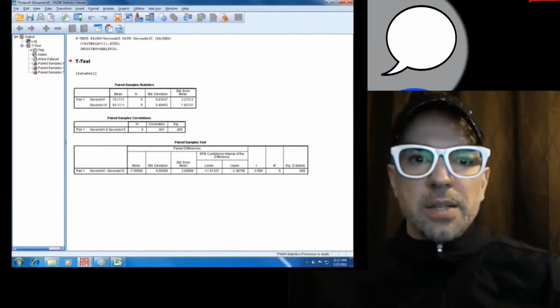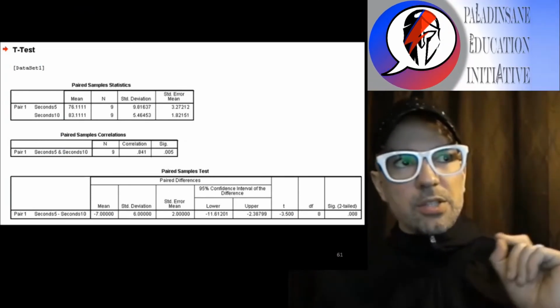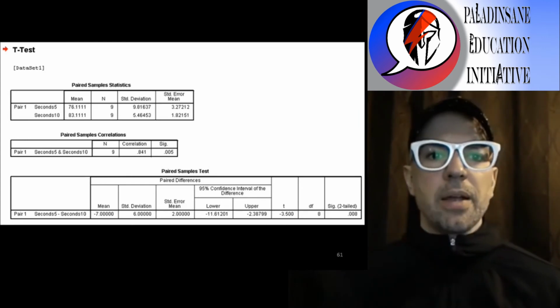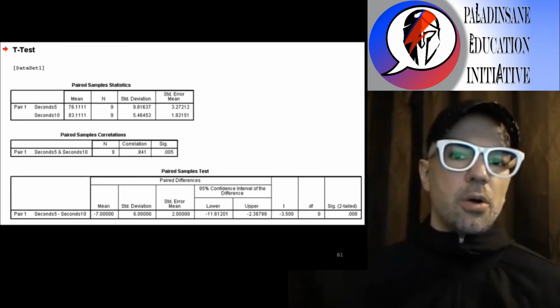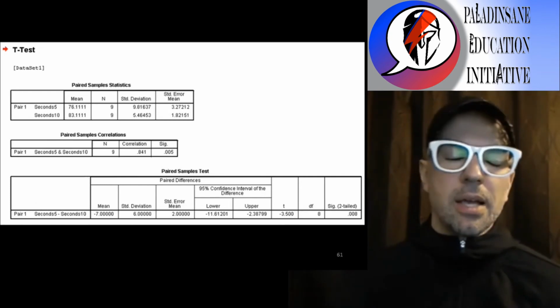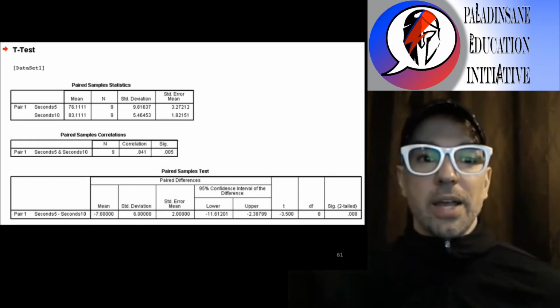All right, so back to the output. Let's zoom in on that a little bit so we can see it a little more clearly. So the first thing we're going to do is take a look at that top table that says paired sample statistics. This is always your first stop whenever you do a hypothesis test in SPSS, because this is where you double check to make sure that you even started with the right data.